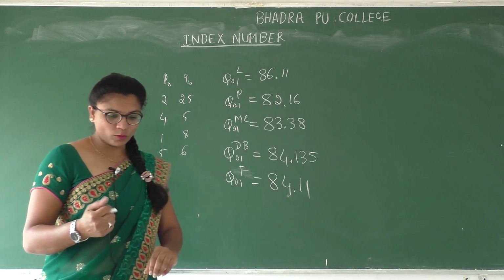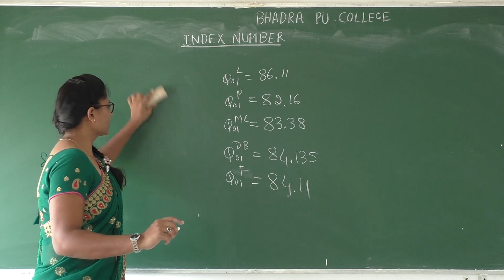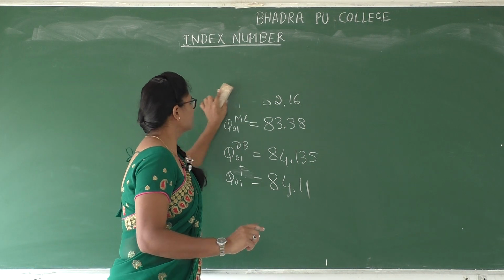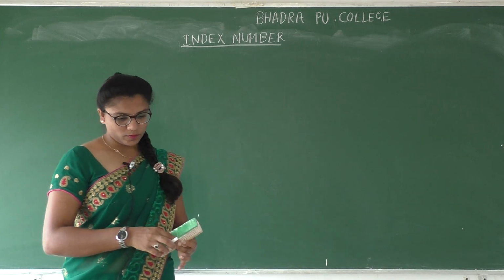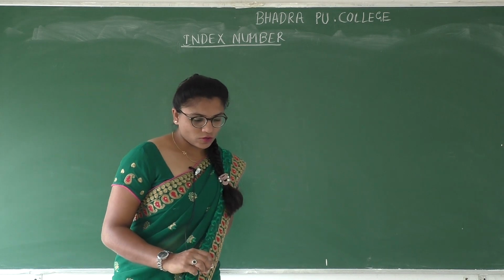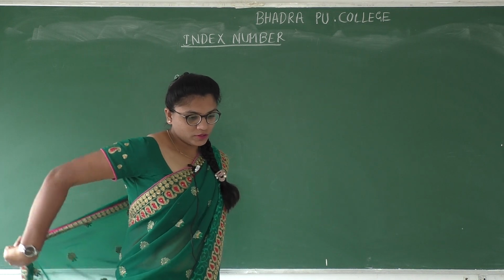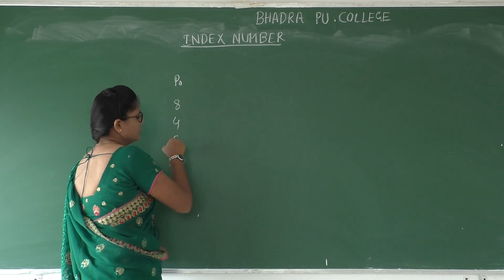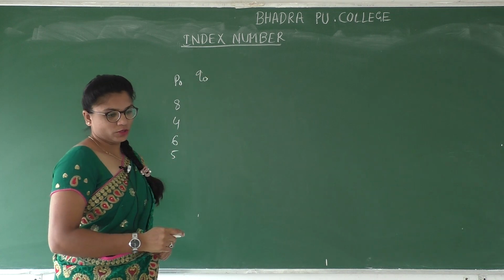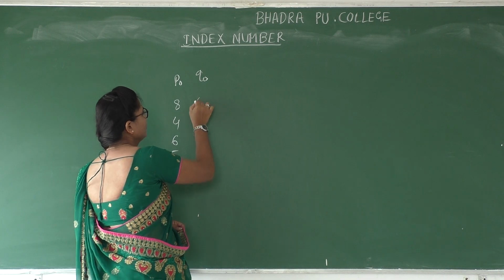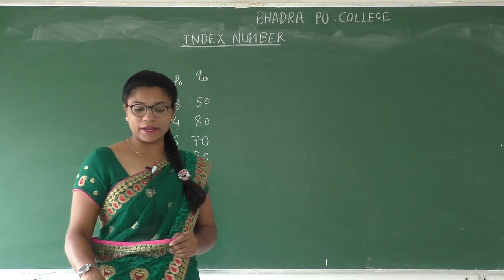I also gave one more problem. This was the first problem, and the second problem was P naught values 8, 4, 6, 5 and then Q naught 50, 80, 70 and then 30, right? So this was the second problem.